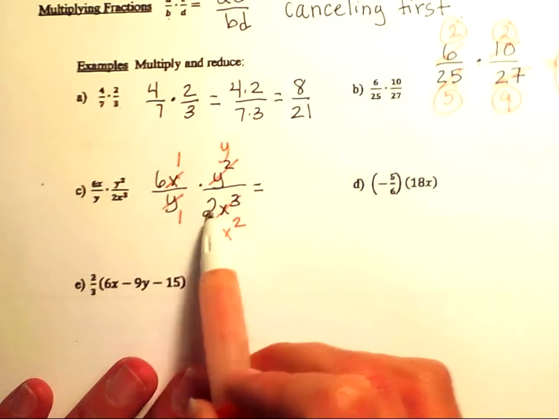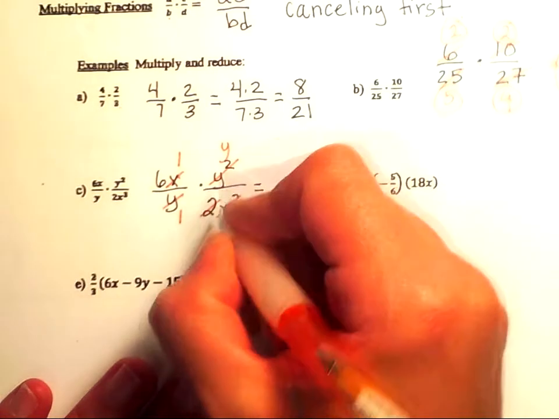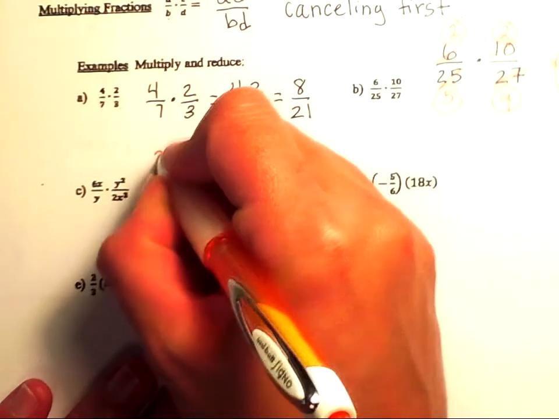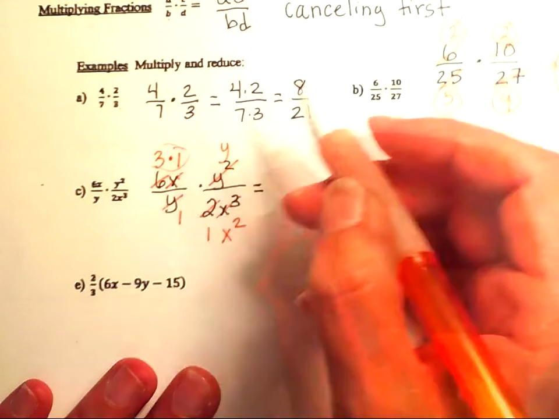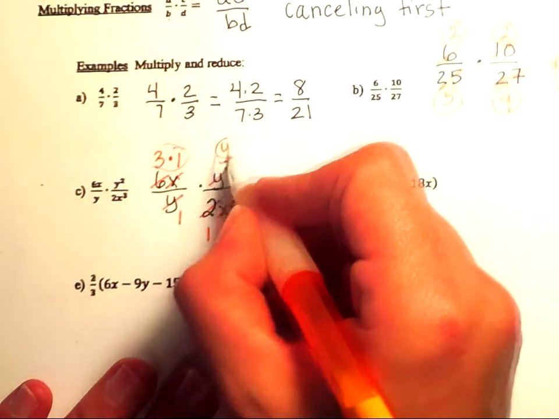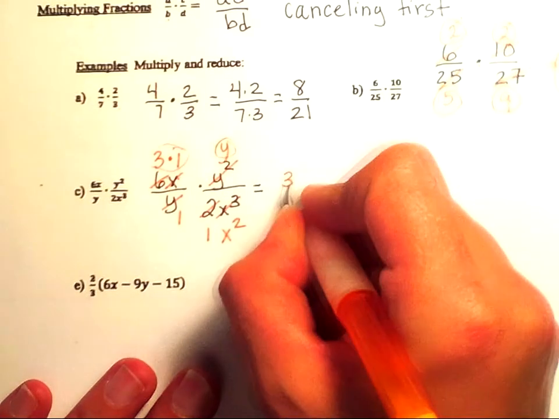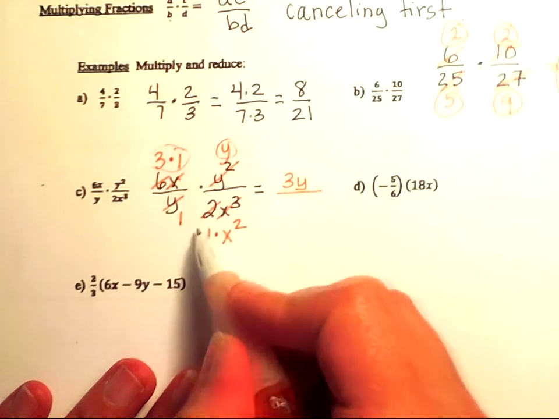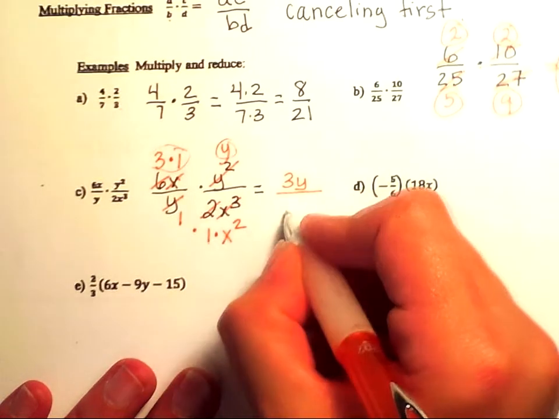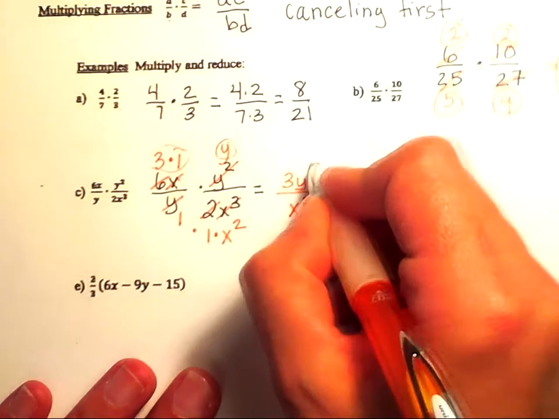But also, let's not forget about the numbers. Okay? 2 goes into itself once and into 6 3 times. So up top, we're left with 3 times 1, which is 3 times y, which is just 3y, over 1 times x squared, which is just x squared.